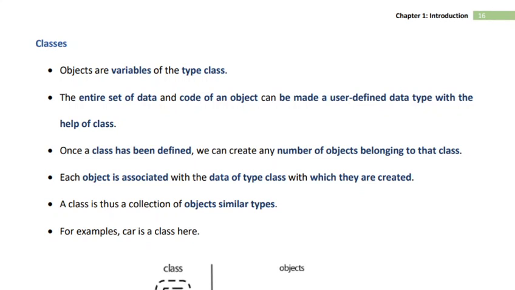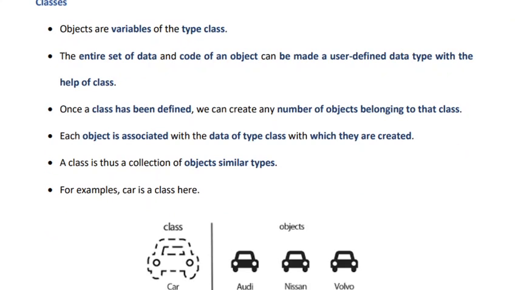Once a class has been defined, we can create a number of objects belonging to that particular class. So if I have to create an object, what we need to do is define a class that defines the object, and then we can create instances from that class, which are called objects. Each object is associated with the data type class with which it was created. So a class is a collection of objects of similar type. This is one of the important statements that you need to understand: a class is a collection of similar objects.